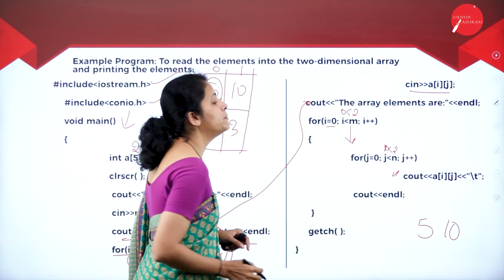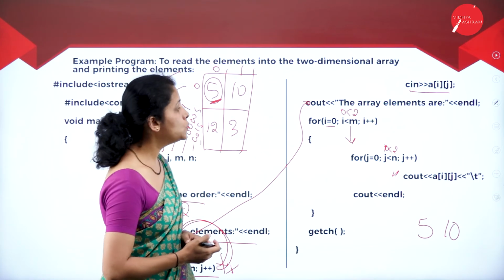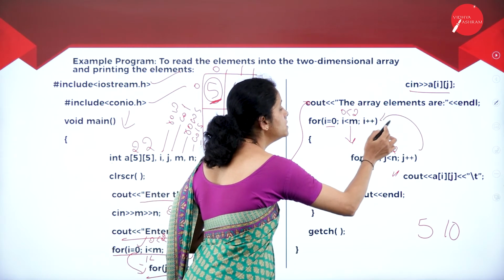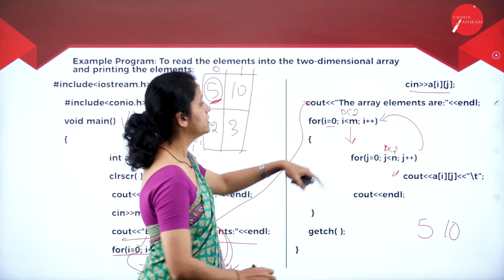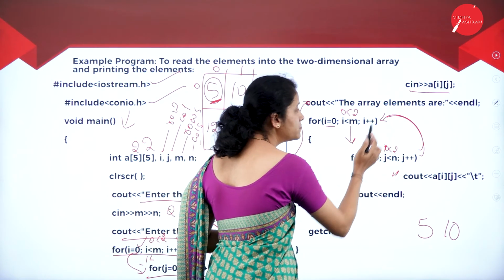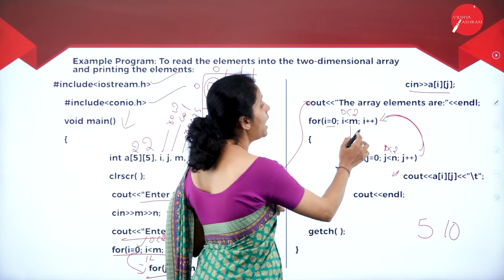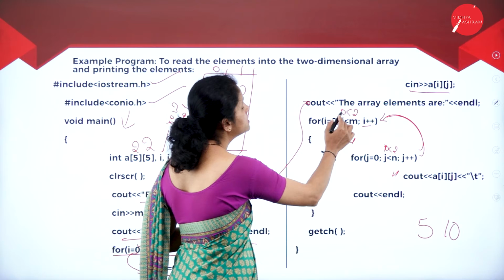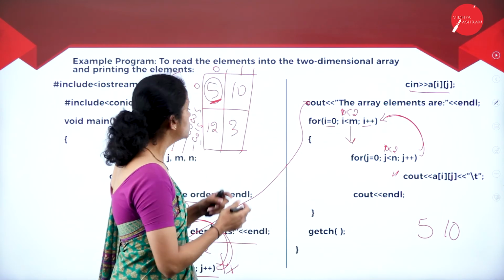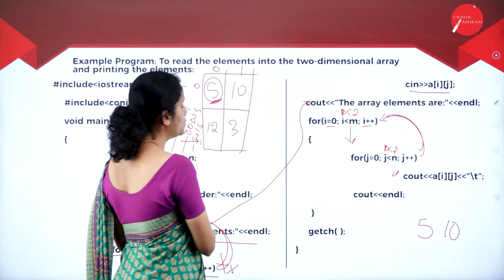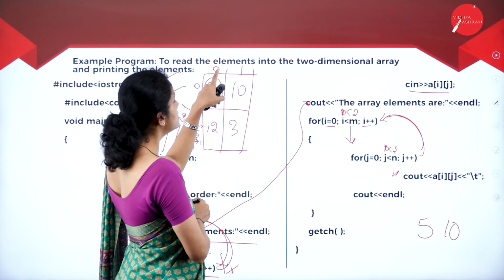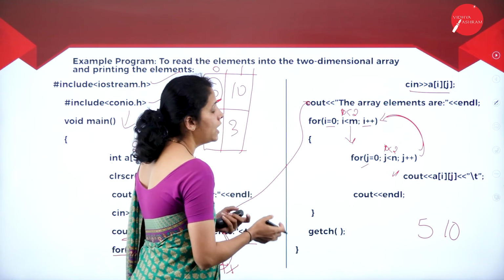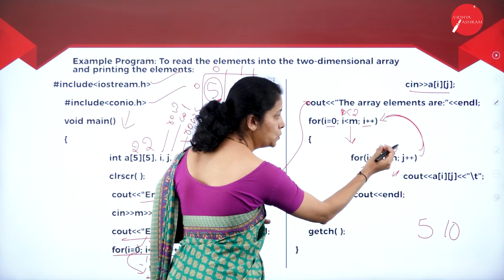Now, j is incremented by 1. Now, j is 2. 2 less than 2. The condition is false. So, the outer loop is going to execute. Now, the control transferred to the outer loop. Now, i is going to increment by 1. Now, i is 1. 1 less than 2, it is true. So, I'm going to have the first row. Now, I want to consider the 0th column. For that reason, j equal to 0. And 0 less than 2, it is true.